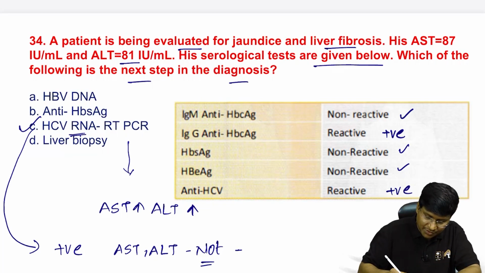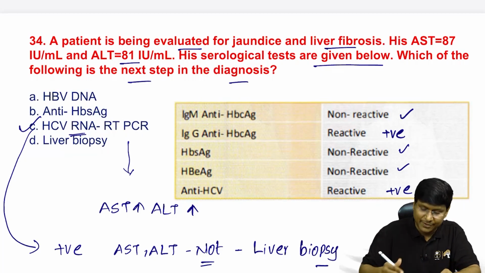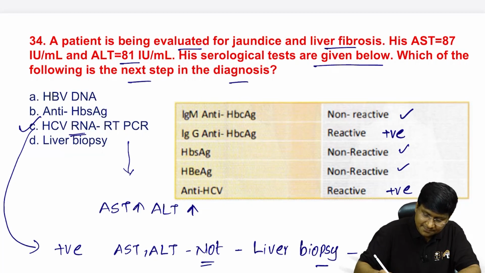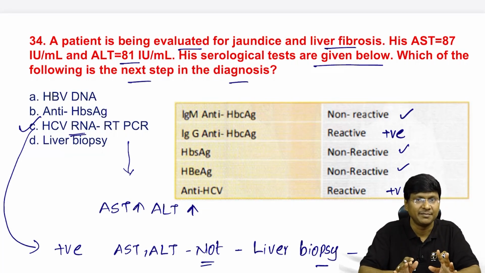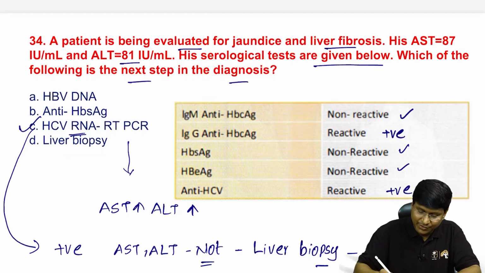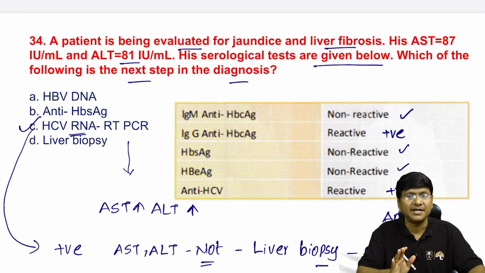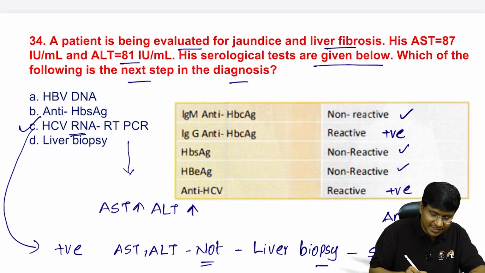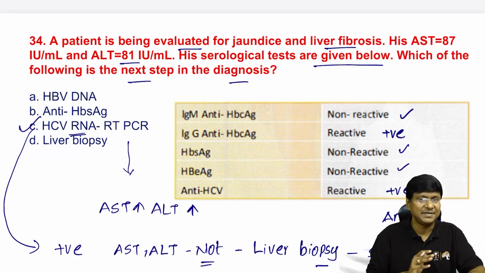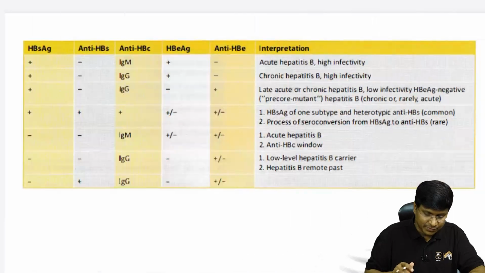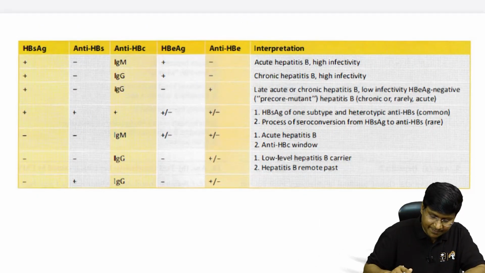Then what you need to do is plan for liver biopsy, right? You need to plan for the liver biopsy. Now when the liver biopsy shows the signs of inflammation, that is the point when you need to treat the patient with the antiviral drugs. So the answer here is that HCV RNA RT-PCR has to be done.